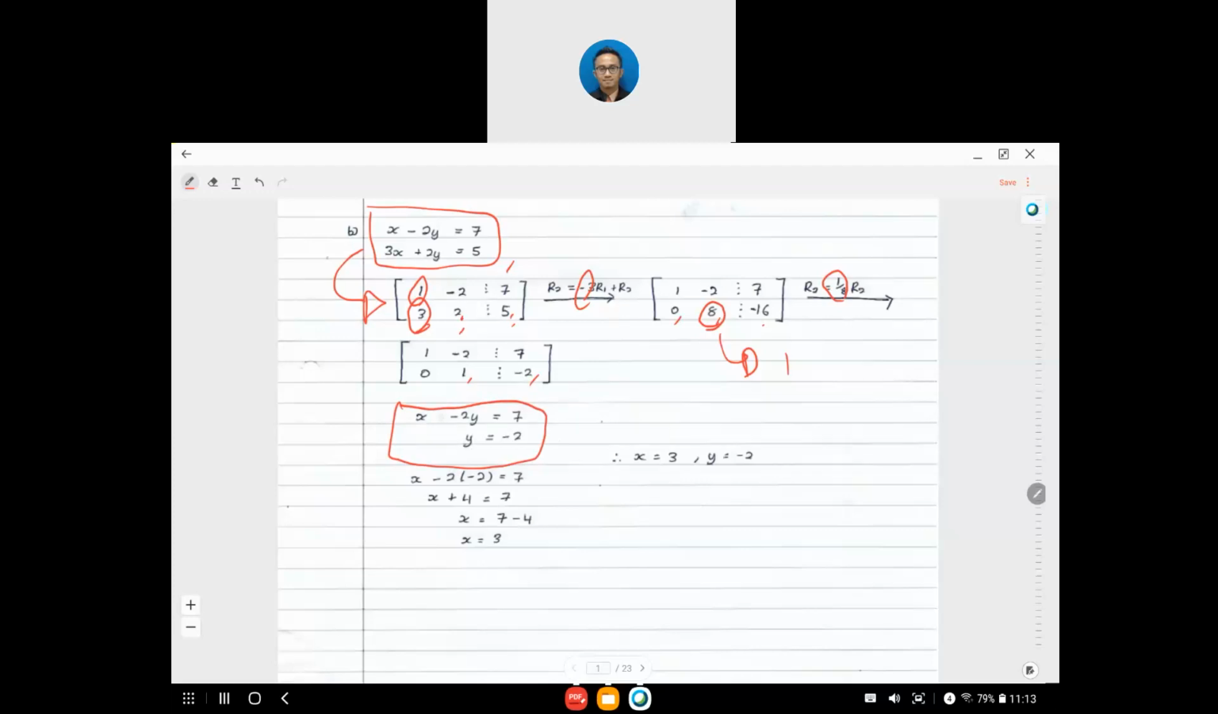If you already have y equal to -2, then you can find the value of x. Substitute into the equation first. So x minus 2 times -2 equals 7. Solving this, you get x equal to 3. Make sure all these steps you write correctly. Okay? Any problems?